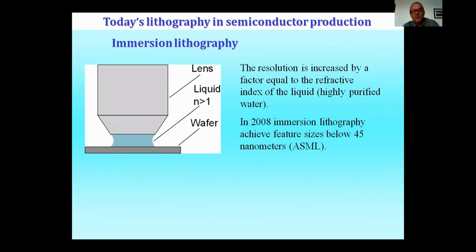Demands are very large wafers, but very small structures. So there is the principle of immersion lithography. It is based on optical lithography, but between the lens and the wafer, there is a liquid with a refractive index larger than one. By such liquid, the diffraction effects are significantly reduced. And in the last 15 years, immersion lithography was involved in production, and from 2008 feature sizes below 45 nanometers were achieved in production.